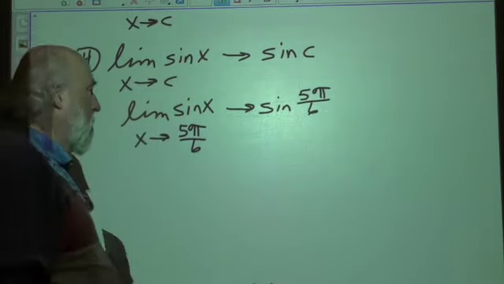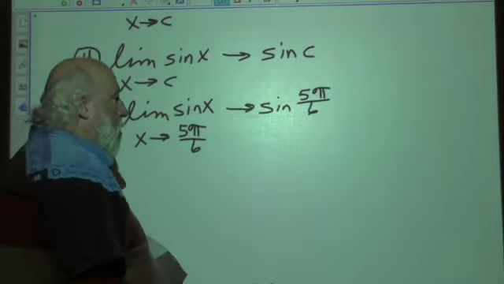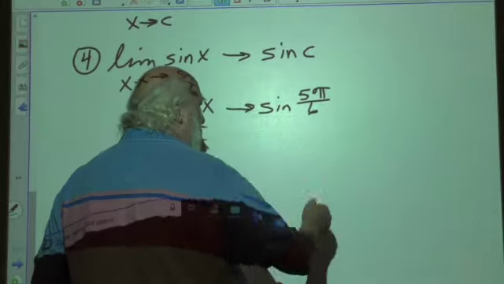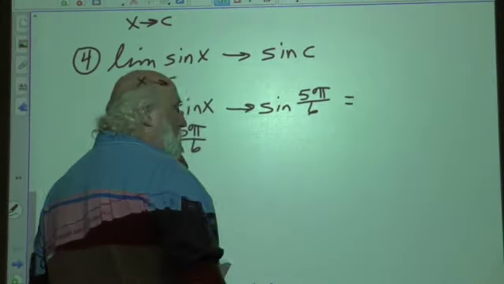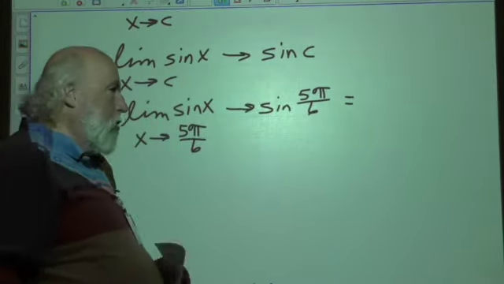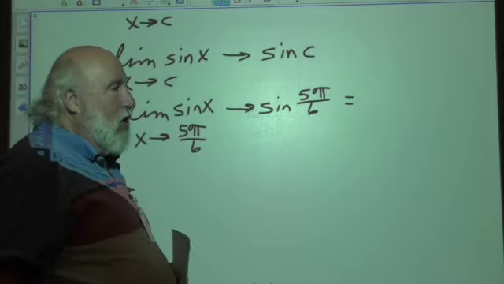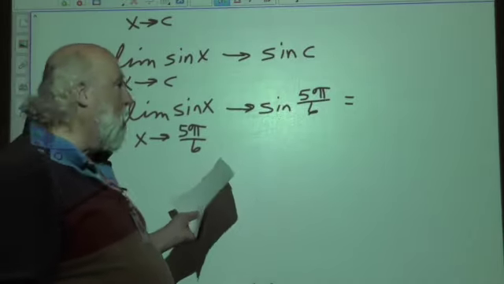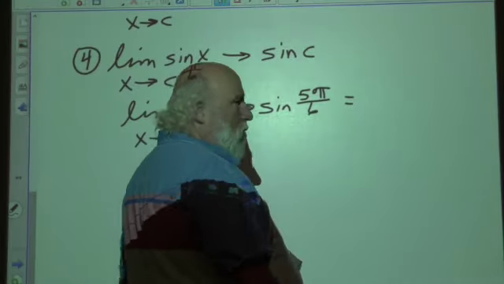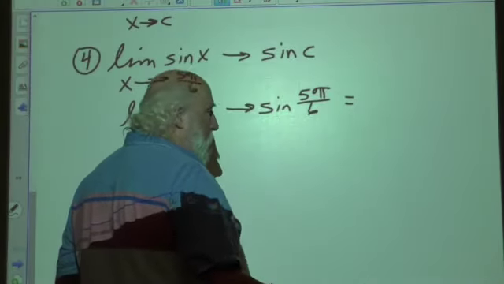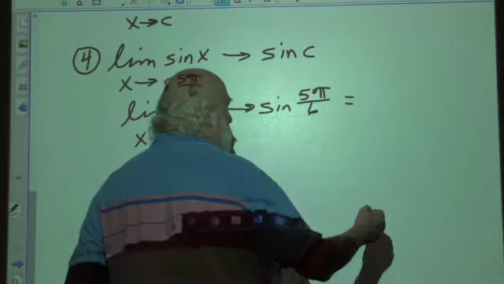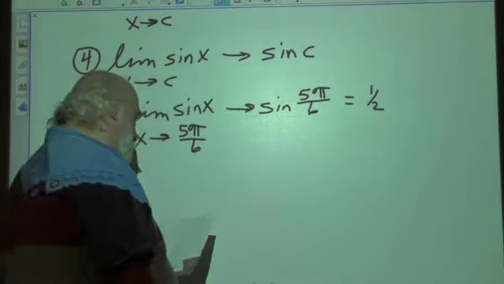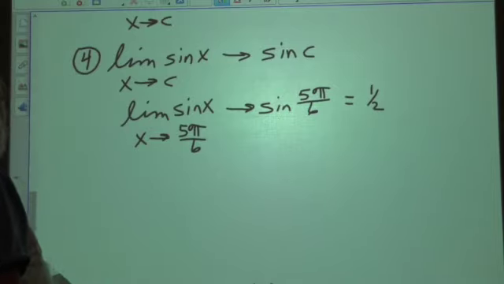And we could just punch that into the calculator exactly as it is. Or you can realize that this is a 30-degree angle away from the x-axis in the second quadrant, and the sine is always positive in the second quadrant. And we know the sine of 30 degrees, or pi over 6, is 1/2. So the answer to this is just 1/2, or 0.5 as your calculator will say.